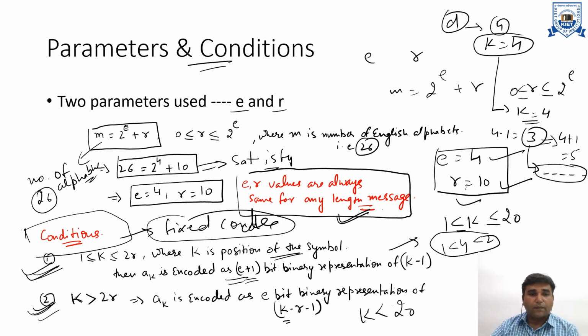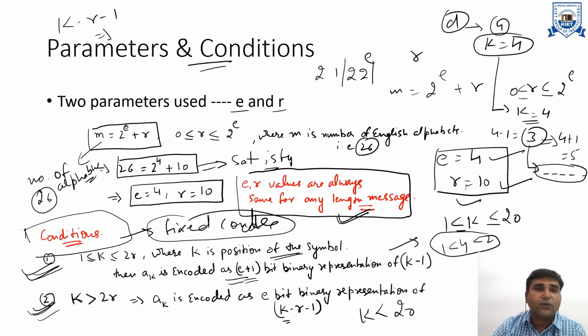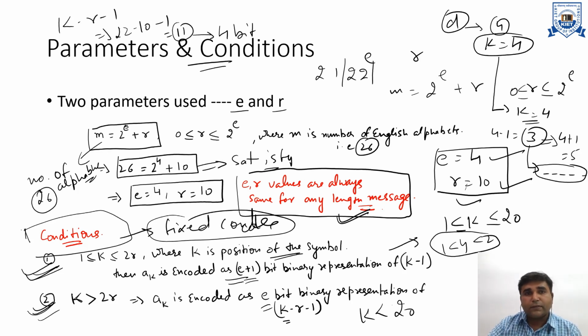Now if we talk about the second condition, in which the value of k is like 21, 22, 23 up to 26, then the second condition says that we have to encode the e bit binary representation of k minus r minus 1. Suppose the value of k is 22, then 22 minus 10 minus 1 is 11. This 11 we have to represent in e bits, meaning 4 bits. In the next slide we will discuss an example, and I'm sure you will easily understand the encoding part of this adaptive Huffman code.